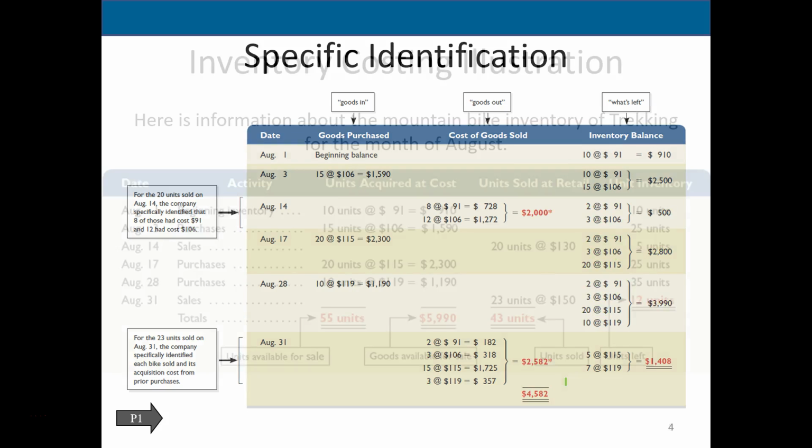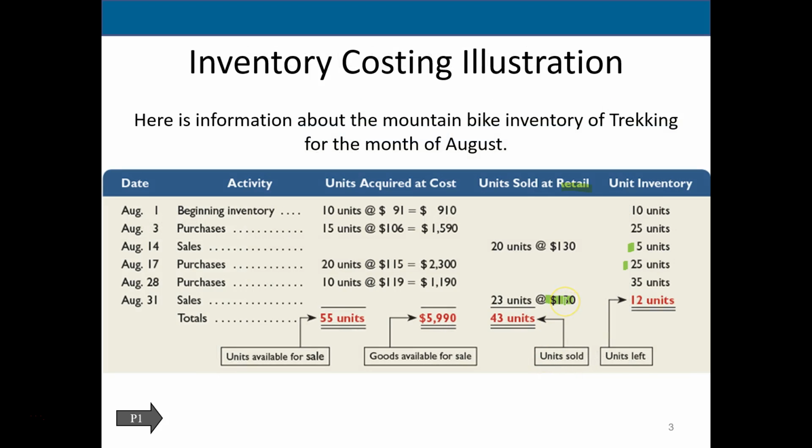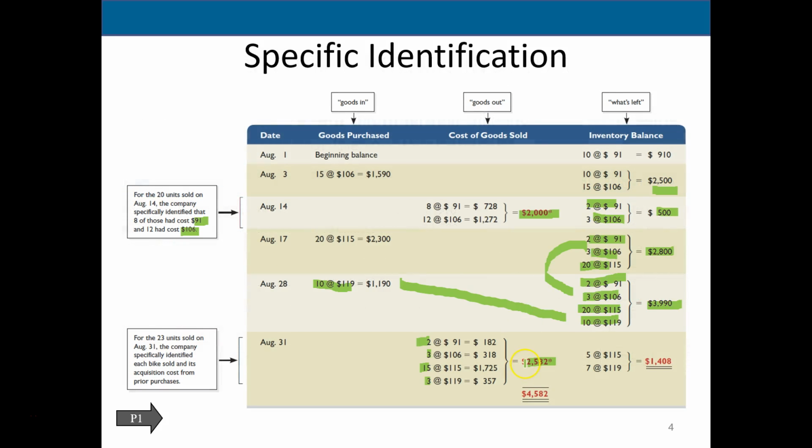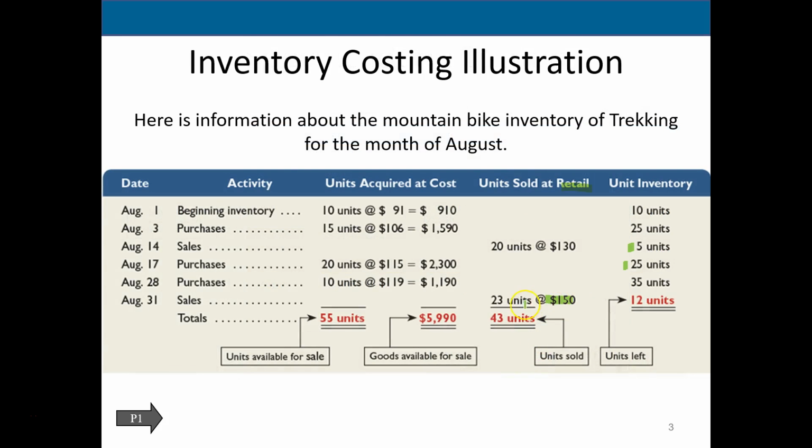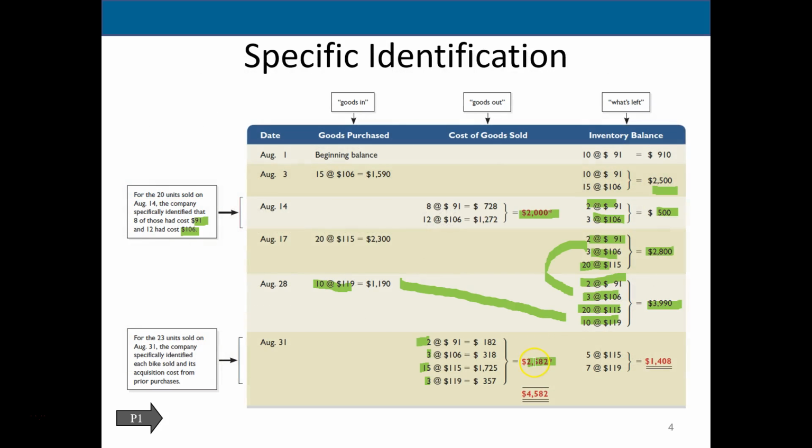Remember, that's not the sales price. The sales price is 150 times the 23 units. The cost is the 2,580. So the net income is affected by the sales price, this times this, minus the cost of goods sold, the expense. What's left in ending inventory?